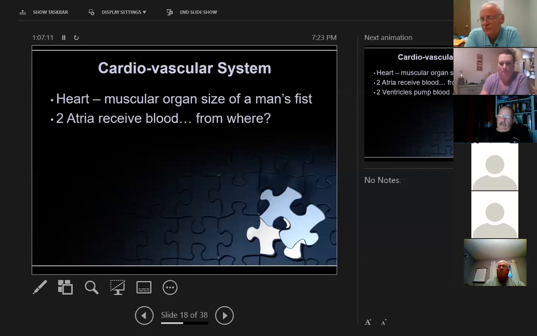There are 4 chambers in the heart. The 2 upper chambers are called atria. One on the left side of the heart, one on the right side of the heart. They receive blood to be pumped back out. So you need to know the pathway of blood through the heart. We'll talk more about that again when we talk about cardiovascular emergencies. Right now we're hitting the highlights.